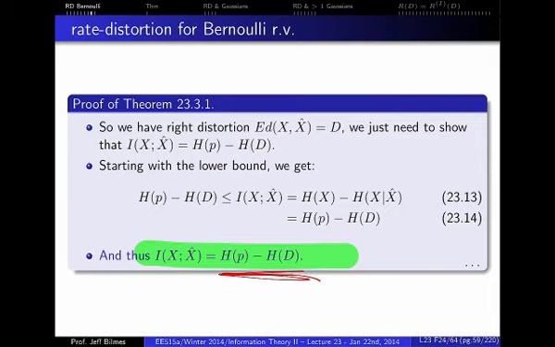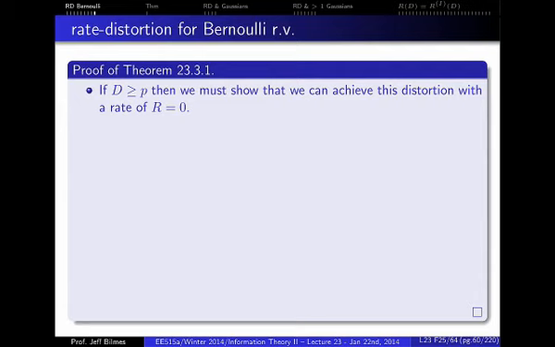But what happens when D is greater than H(p)? This expression becomes invalid because it becomes negative. What we wanted to prove is that when the distortion gets bigger than p, we don't have to do anything to achieve that distortion. We don't have to compress at all. We can just have a zero rate code.